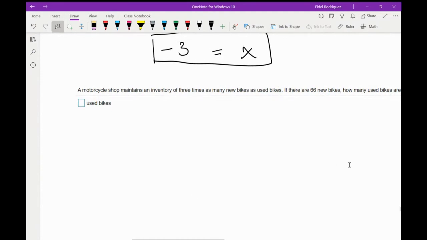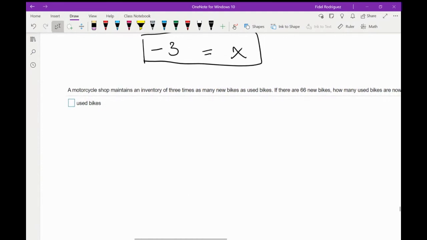And yes, you guys can see this part. Okay, so this is the next problem in the list, right? And it just says a motorcycle shop maintains an inventory of 3 times as many new bikes as used bikes.